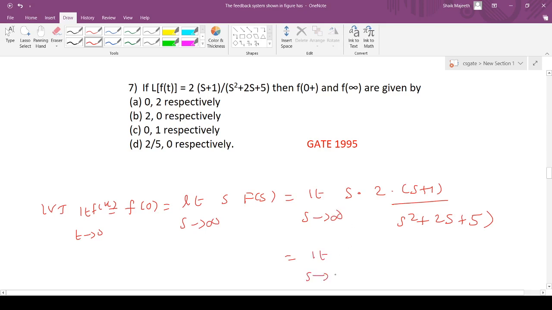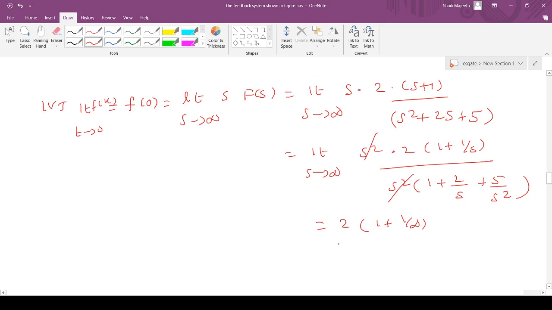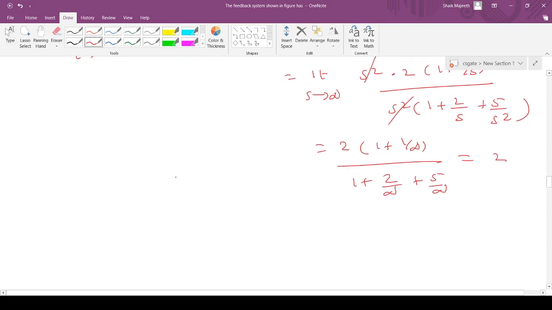What we have to do, I take s outside. So s squared into (2 plus 1 by s). From the denominator, I take s squared outside. So 1 plus 2 by s plus 5 by s squared. This s squared will be cancelled. 2 plus 1 by infinity divided by 1 plus 2 by infinity plus 5 by infinity, that is equal to 2. So the initial value f of 0 plus is 2.